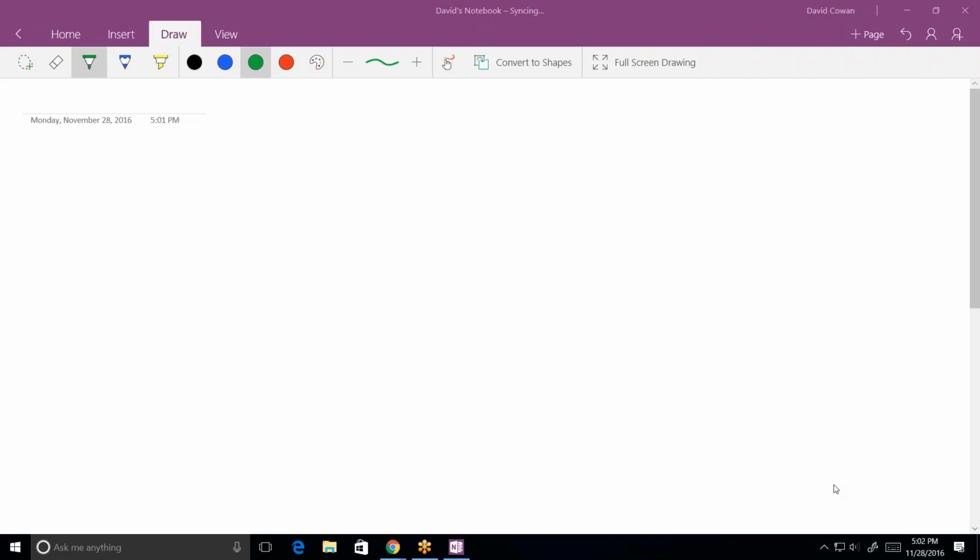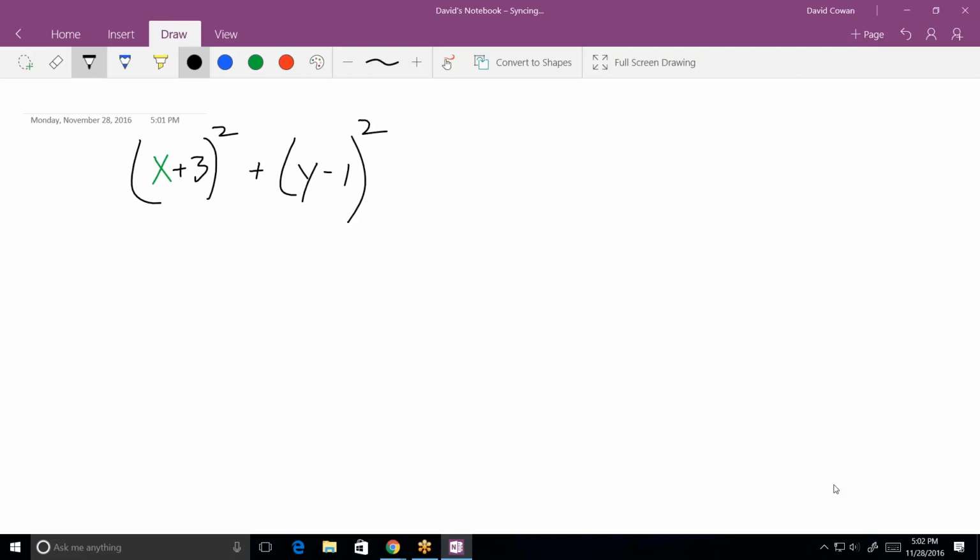quantity squared. Plus y minus 1 quantity squared equals 4. And they want the center and the radius.